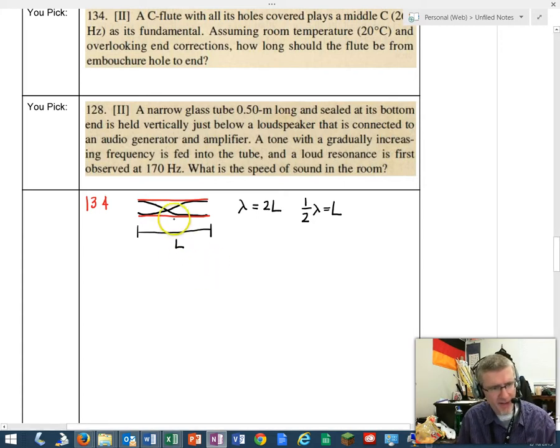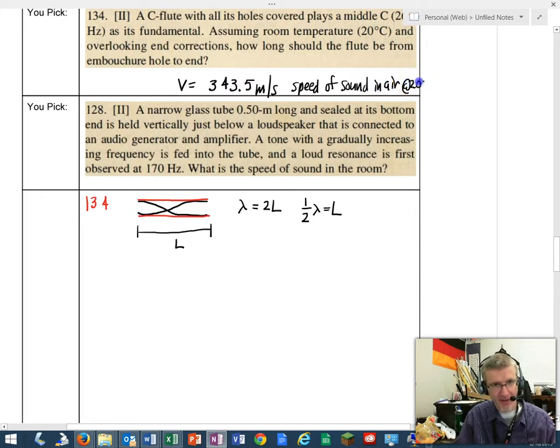The tube has open ends, and this is the description. This is a half a wavelength. These are each quarters, so the wavelength is 2L, or 1/2 of a wavelength fits in the whole tube. You should know that the velocity of sound in air at 20 degrees C is 343.5 meters per second. Speed of sound in air at 20 degrees C.